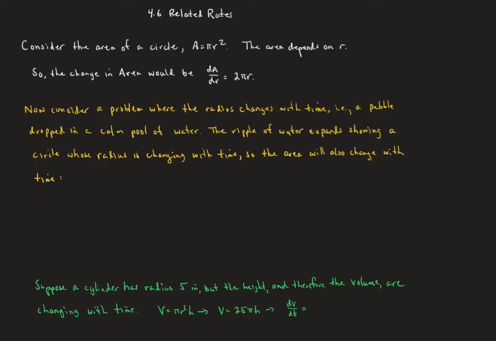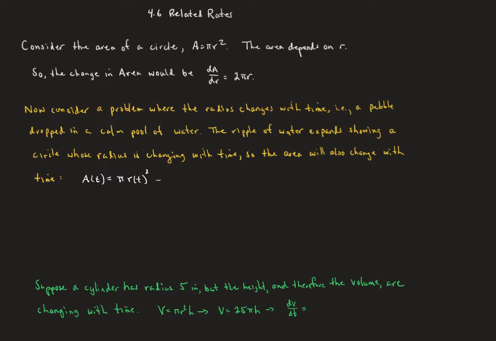Now consider a problem where the radius changes with time. So for example, imagine you drop a pebble into a calm pool of water, and if you follow the path of one ripple of water, that defines a circle, and then as that ripple expands, it shows that the radius of that circle is changing with time, and then as the radius changes, so too does the area change with time. So now what's really happening is our area equals pi r squared has really become A(t) is equal to pi times r(t) squared.